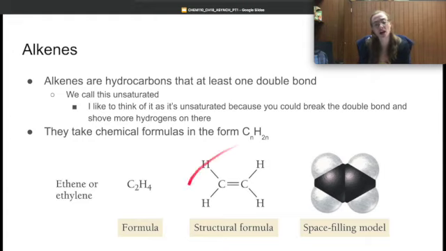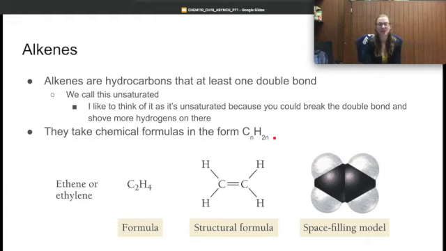Here, again, this is unsaturated because realistically, I could break this double bond and stick another hydrogen on each of these. So they take the chemical formula CnH2n. So for every 1 carbon you have twice as many hydrogens. Ethene here is C2H4. I can check that it matches that chemical formula of C to the 2, H to the 2 times 2, which is 4.